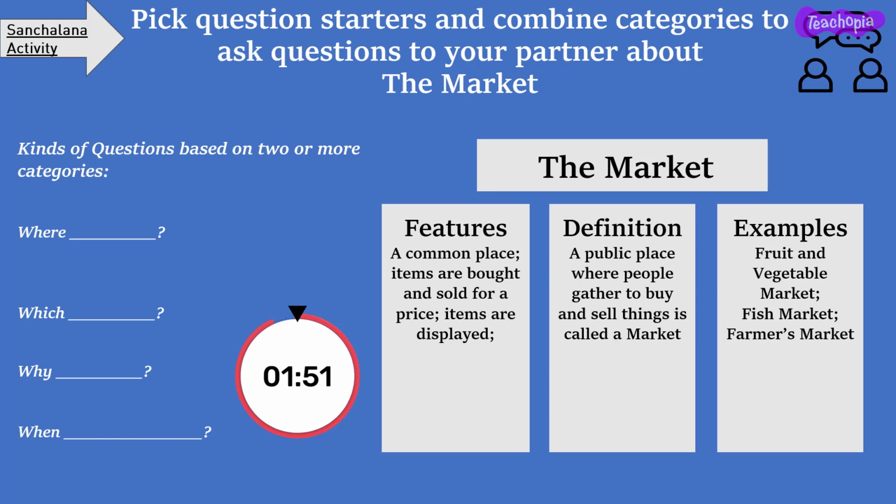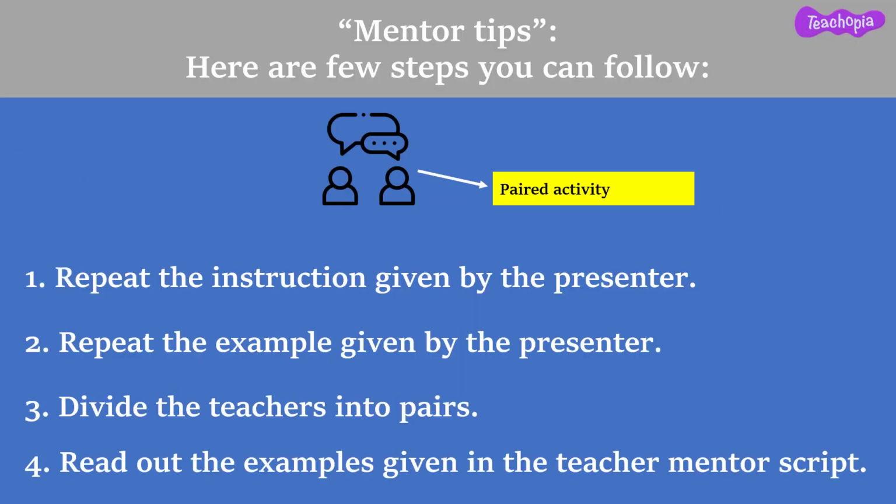Questions like: where is a common place where fruits and vegetables are bought and sold for a price? Which market do farmers come directly to display their produce, so on and so forth.